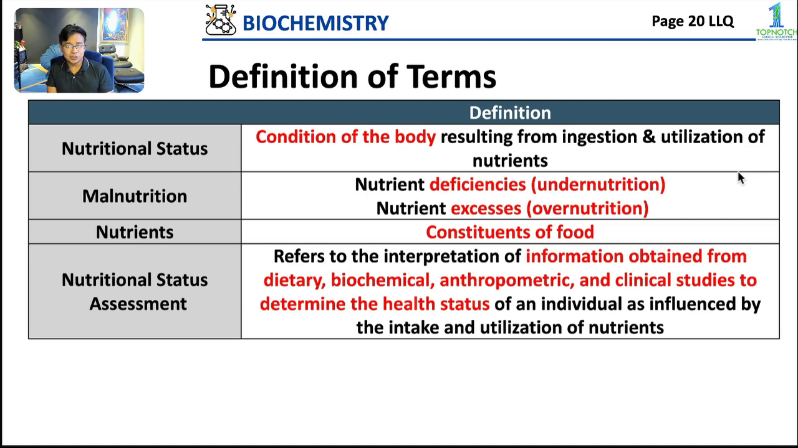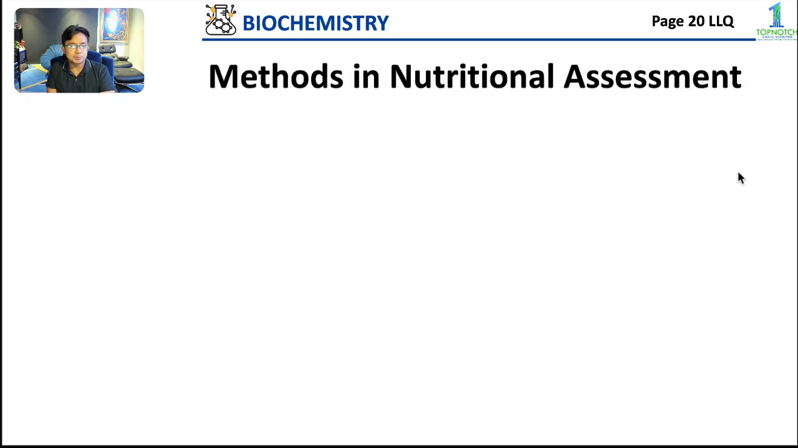Now, nutrients refer to the constituents of food. They can be either micro or macronutrients. Macronutrients can confer energy while micronutrients cannot give you energy. Lastly, nutritional status assessment is performed to determine the health status of the patient in terms of anthropometrics, biochemical, clinical, and dietary studies done to the patient. That is the first step in management of malnutrition.